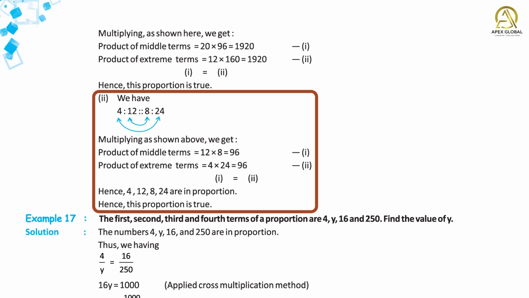Second, we have 4 ratio 12 is to 8 ratio 24. Multiplying as shown above, we get product of middle terms equals 12 into 8 equals 96. First statement, product of extreme terms equals 4 into 24 equals 96. Second statement, first statement equals second statement. Hence, 4, 12, 8, 24 are in proportion. Hence, this proportion is true.